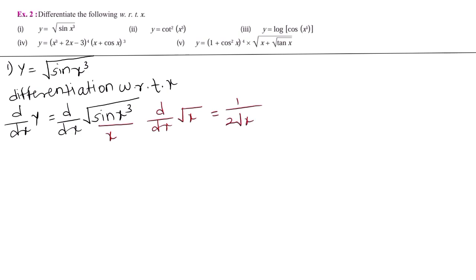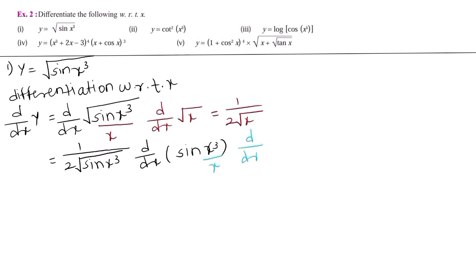Differentiation of root x is 1 upon 2 root x. So its answer will be 1 upon 2 under root of sin x cube. And we have considered sin x cube as x. So we need to take derivatives of sin x cube. Now consider x cube as x and differentiate sin x cube with the help of sin x formula. Differentiation of sin x is cos x.